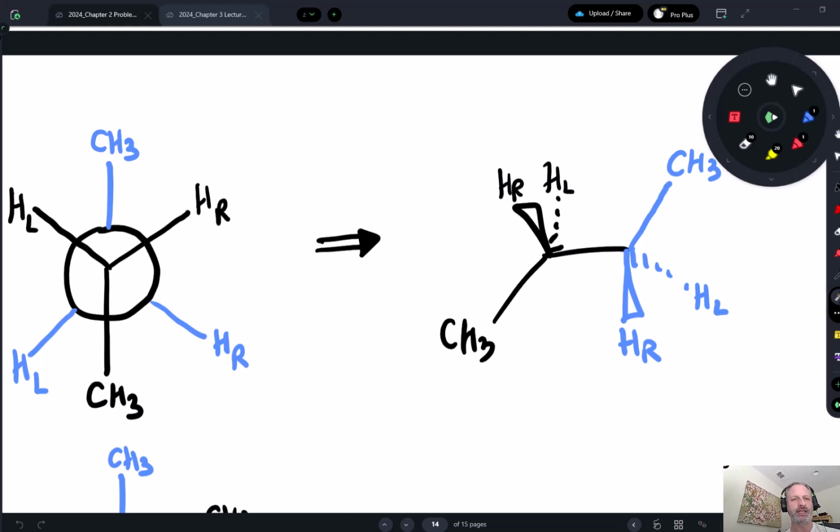Hey everyone, I'd like to take a second and talk to you about a technique. It's pretty easy to use to take Newman projections and turn them into bond line formulas. So let's take a look at the structure.